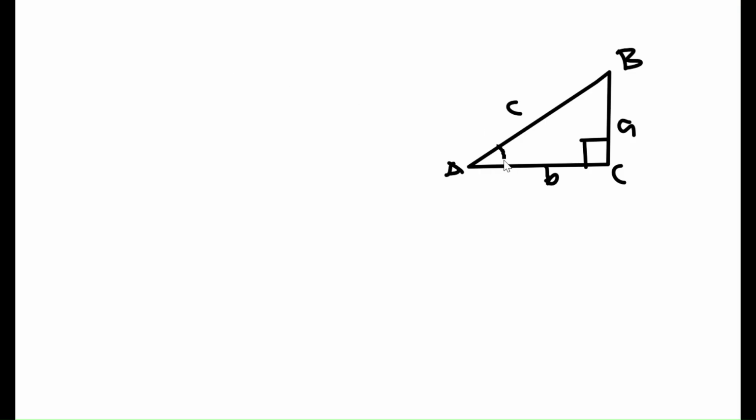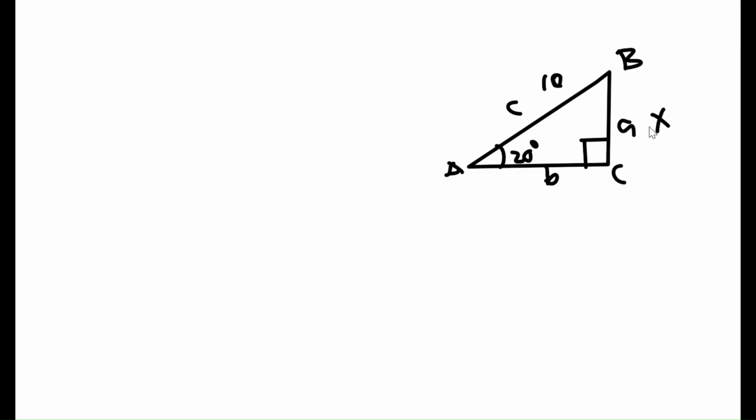Let's say angle A is 20 degrees and C is 10. Now we will look for side A, also known as your height or your opposite. Since this is the angle, side A will be your opposite and side B will be your adjacent. Side C will always remain as your hypotenuse. So A will be x since we are looking for it.